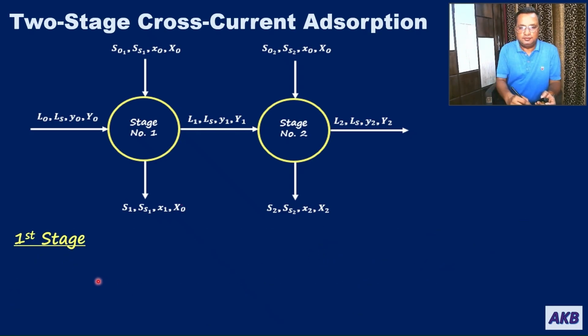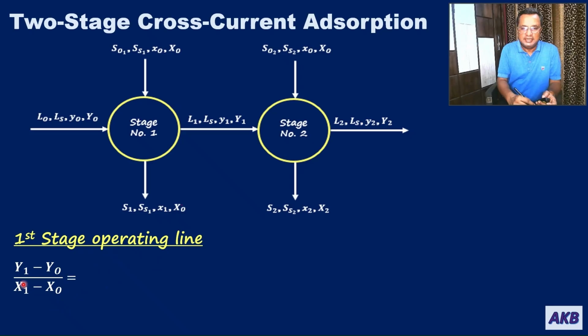Let us now, for the first stage, we have the operating line. An equation for the operating line for the first stage is (capital Y1 minus capital Y0) divided by (capital X1 minus capital X0), that is equal to minus Ss1 upon Ls. I have derived this equation in my discussion on multi-stage cross-current operation. You please refer to that video.